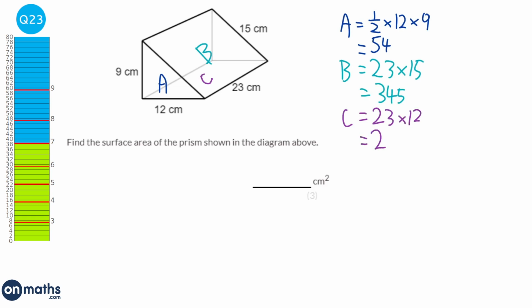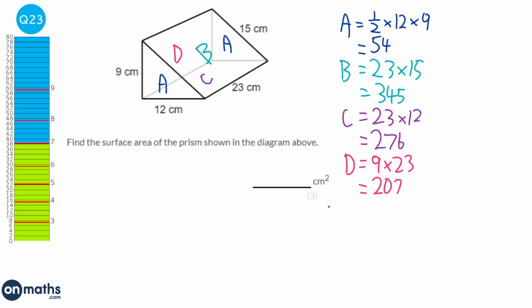And that is 276. And the next thing we're going to do is this rectangle at the back, which I'm going to call D. And that is going to be 9 times the width, which is 23. So that's 207. Now we do have another triangle, but actually that's the same as A.